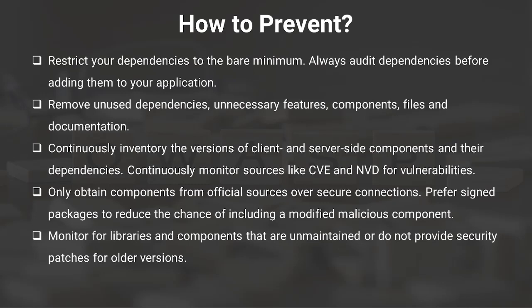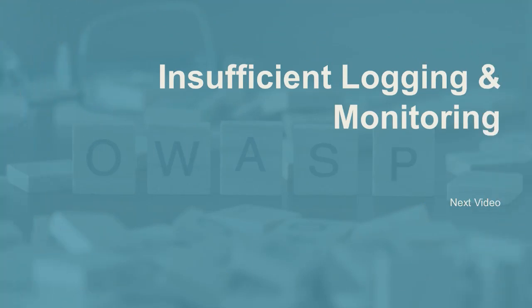Continuously inventory client and server-side components and their versions, as well as their own dependencies. Monitor sources like CVE and NVD for vulnerabilities in components that belong to your inventory. Obtain components only from trusted sources over a secure connection. Prefer signed packages to avoid installing modified malicious components. Monitor unmaintained libraries and components, as well as those that do not provide security patches for old versions belonging to your inventory. In our next session, we will discuss insufficient logging and monitoring.